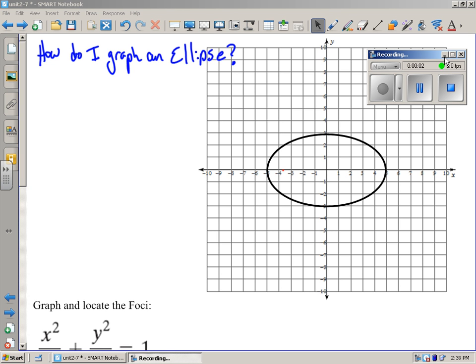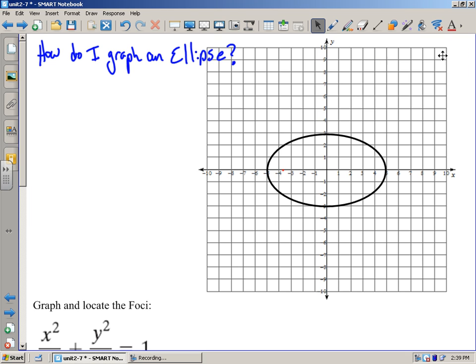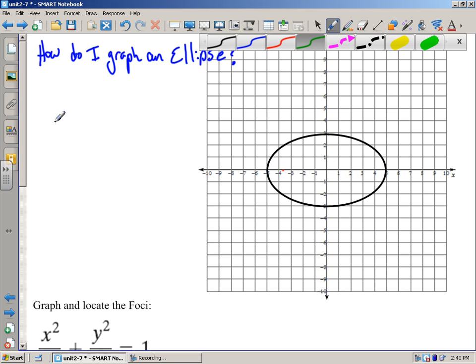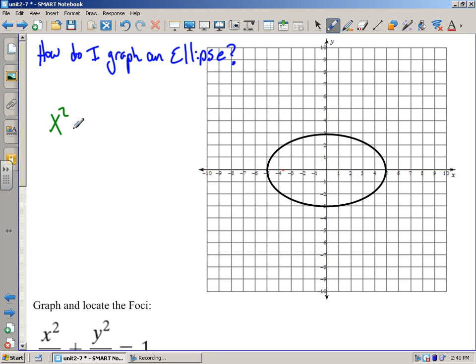Well, today we're going to talk about what an ellipse is and how you go about graphing it. And what I want to recall for a minute is the equation of a circle. And this is a circle with a center at the origin, just like this ellipse is. The equation of a circle is x squared plus y squared equals r squared.